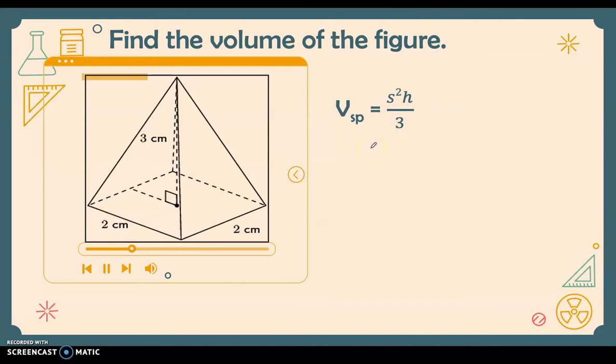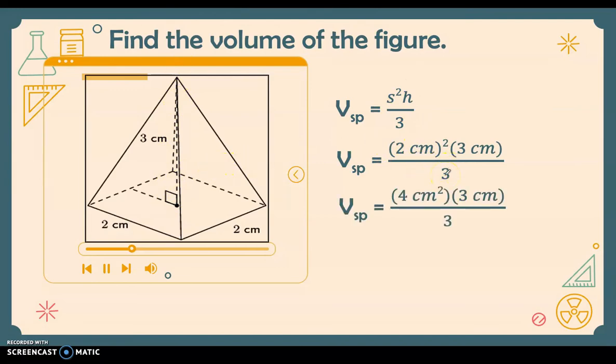Okay, so the side of the square is 2 centimeters, then you square it times the height of the square pyramid, which is 3 centimeters here, then divide by 3. So simplify, we have 2 times 2 is 4, then 4 times 3, that is 12, divided by 3, we have 4 cubic centimeters. So the volume of this pyramid is 4 cubic centimeters.